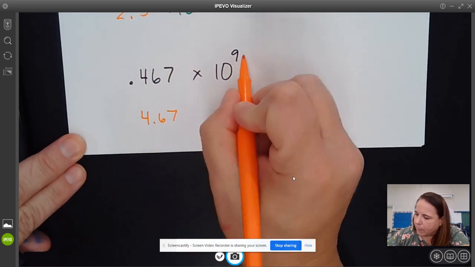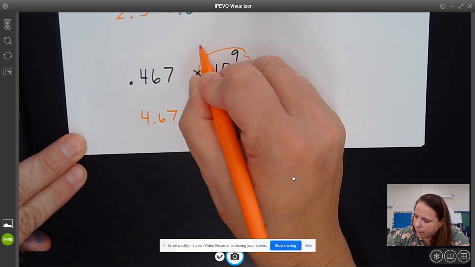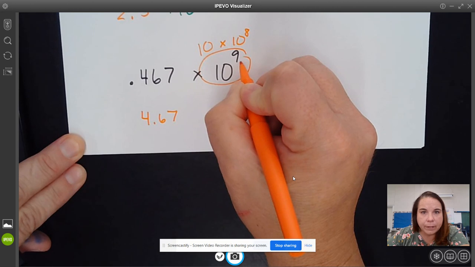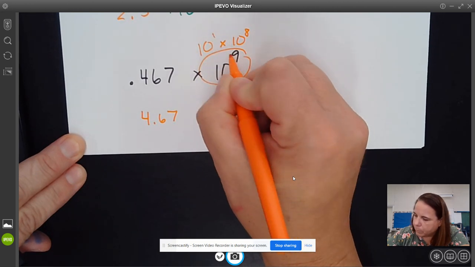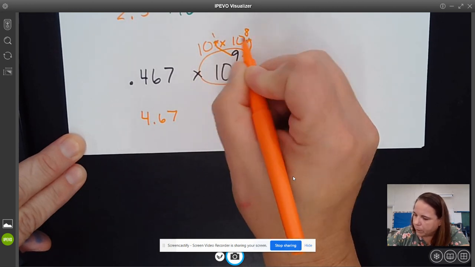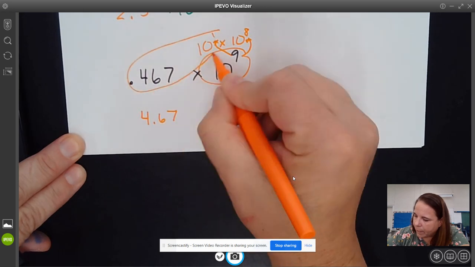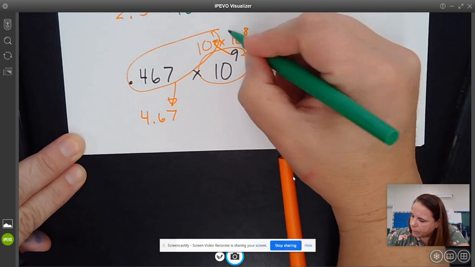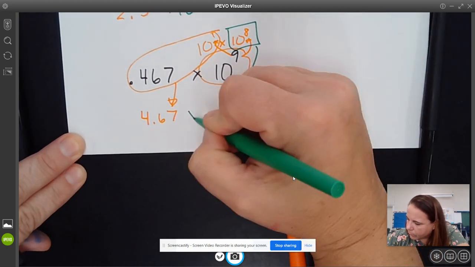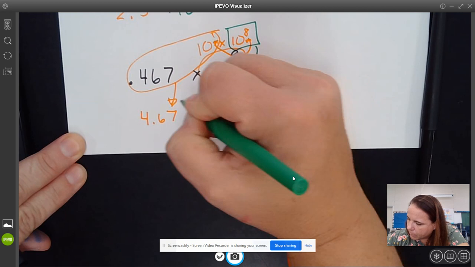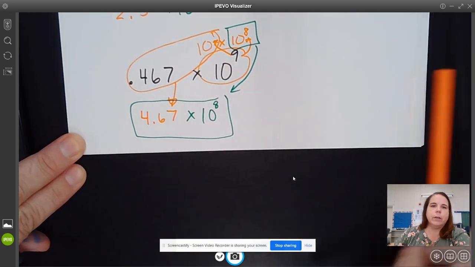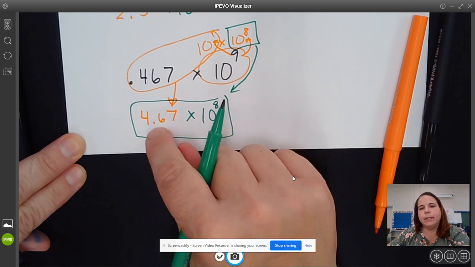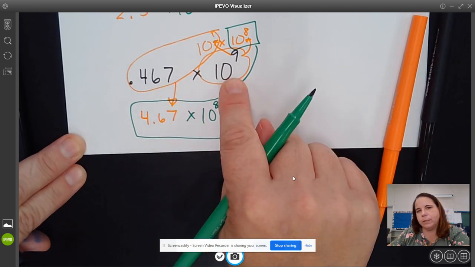So we can do that by taking this and breaking it apart, into 10 and 10 to the 8th. So instead of having 9, we're going to put one of them here and put the other one here, and we're going to multiply that. That turns it into 4.67, and the 10 to the 8th that's left over is the other part of our scientific notation. So they are equivalent values, but this one's in scientific notation and this one is not.